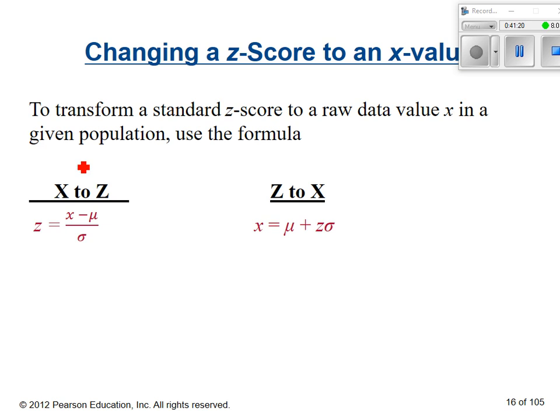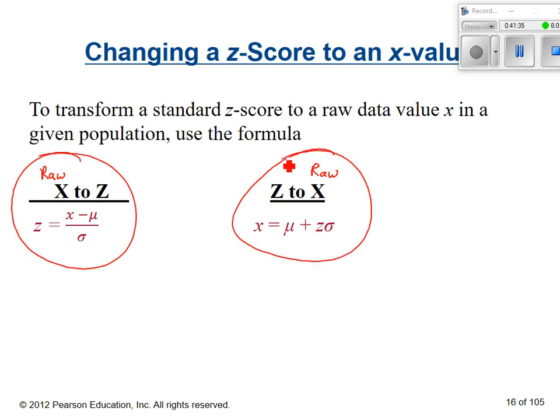Change your scores. Remember, your X is your raw score. Your Z-score is your standard score. This one we've written down a couple of times. This one here we may not have written down. I don't remember if we've written it down yet or not. But if you're changing something from a Z-score into a raw score, that's the formula.